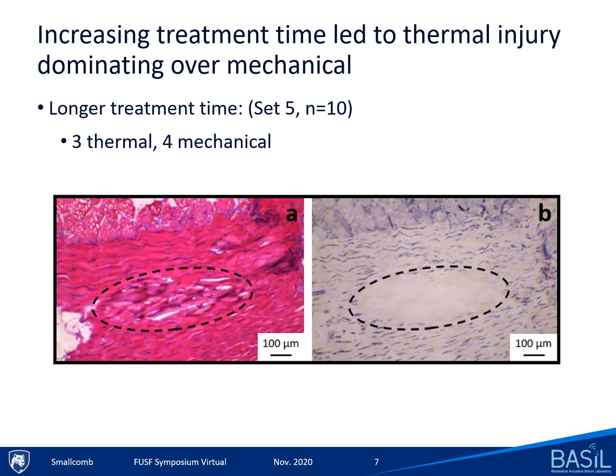So when we increase that time by keeping other parameters constant, so right before we were at 15 seconds, now this set 5 is showing 30 seconds. That increased time led to 3 samples showing thermal type injury, this coagulative necrosis, and distinct cell death.